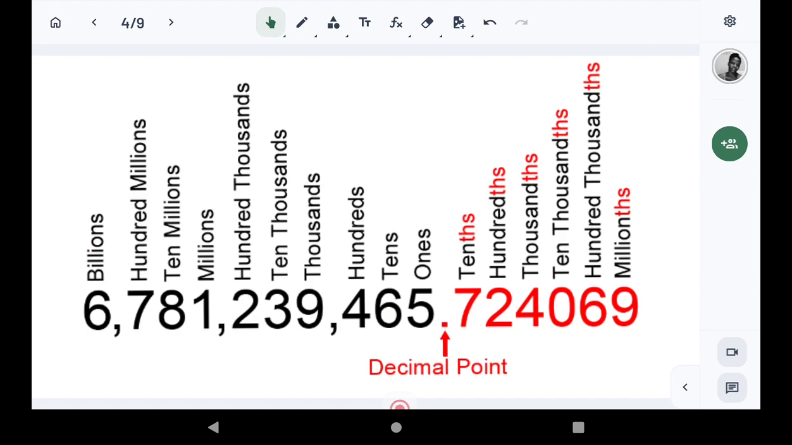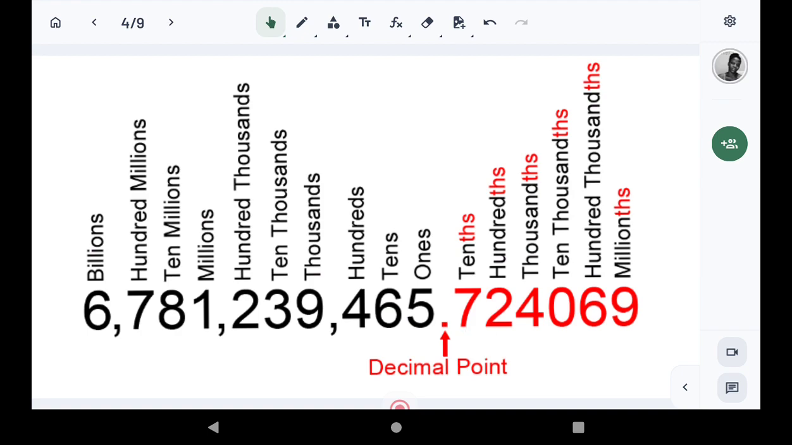This number would, for example, be read out as 6,781,239,465, comma 724069. Now back to the decimal point or the numbers after a decimal point.